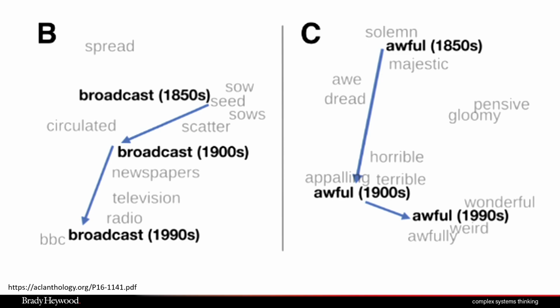Another one that I find very cool is awful. In the 1850s, awful wasn't a bad word; it was full of awe, amazing, majestic. Down to the 1900s and 1990s, awful very quickly becomes a negative word, meaning terrible or horrible.